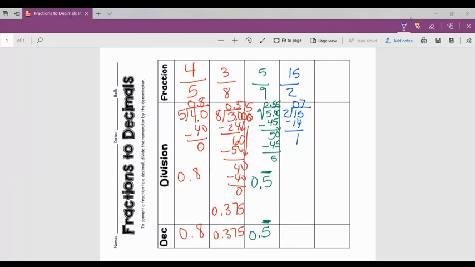I want to keep the division alive, so I'm going to add a decimal and a 0. Bring the 0 down, and now 2 can go into 10 5 times. 2 times 5 gives us 10. And when I subtract, I end up with 0. So now for my answer, I end up with 7.5.